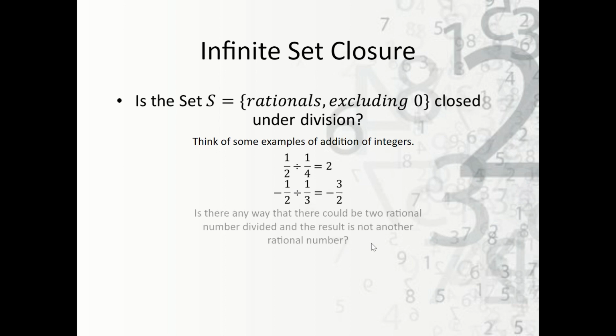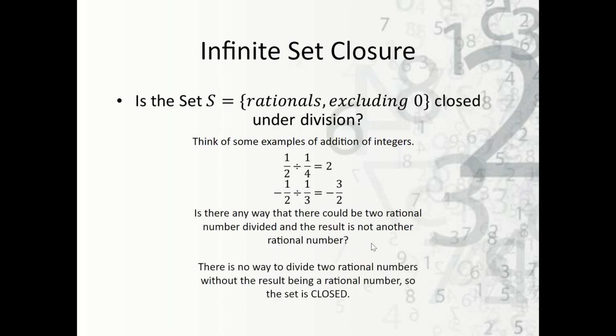Well, we keep thinking of some examples, and when we keep looking, we can see that there is no way, and we did exclude 0, so we know that 0 is not an issue, so we don't have to worry about dividing by 0. Therefore, we can just look at these examples and continue to come up with more examples, and we can see that the set is actually closed because no matter what, when I divide two fractions by each other, I will always get another fraction.